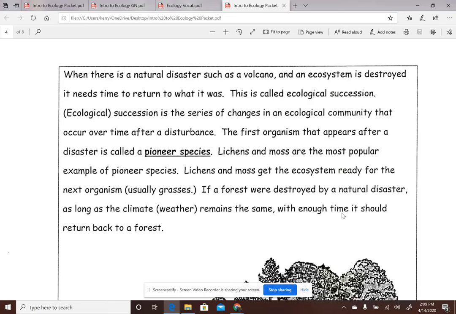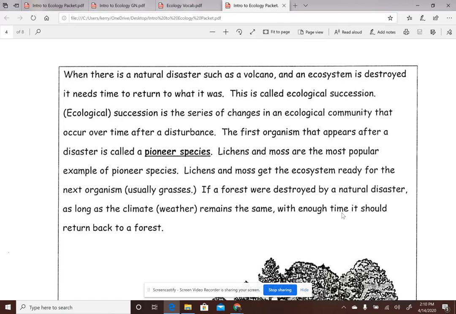When there's a natural disaster, such as a volcano, and an ecosystem is destroyed, it needs time to return to what it was. This is called ecological succession. Ecological succession is a series of changes in an ecological community that occur over time after a disturbance.